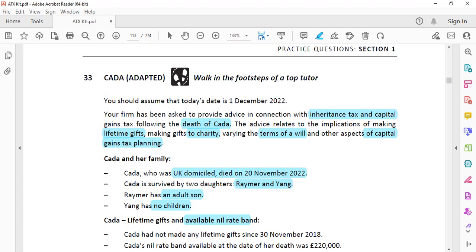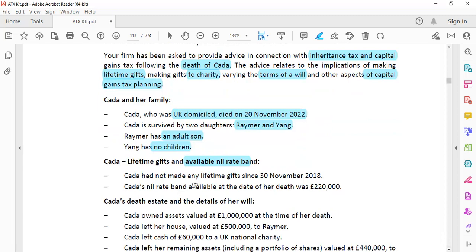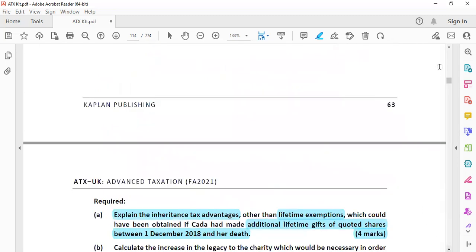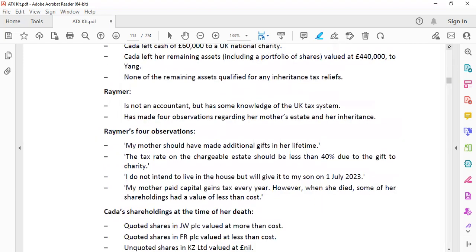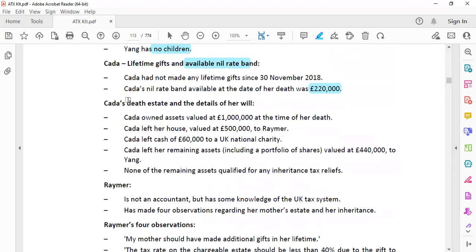One more benefit. CADA has not made any lifetime gift since 30th November 2018, and our NRB at the date of her death was 220,000 available. Now, as far as the death estate is concerned, CADA owned assets valued at 1 million at the time of her death. So this is the net value of the death estate. And CADA left her house valued at 500,000 to Rammer.